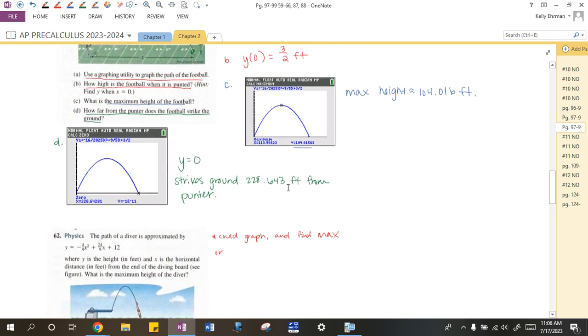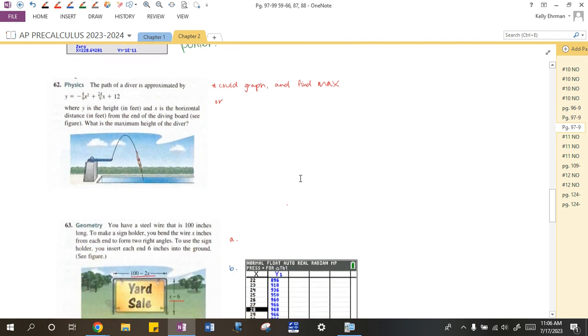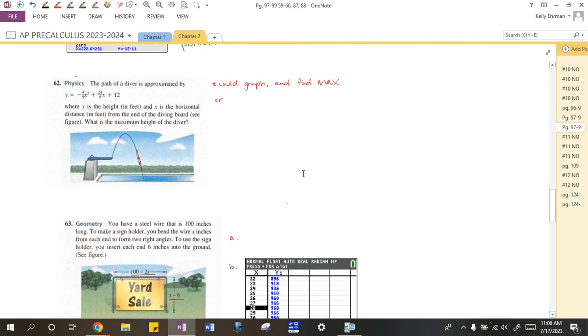Okay, we have another path for 62. The path of a diver is approximated by this function, where y is the height in feet and x is the horizontal distance in feet from the end of the diving board, and they've got a picture for us. Now this one doesn't tell us specifically to graph, it just says what's the max height.